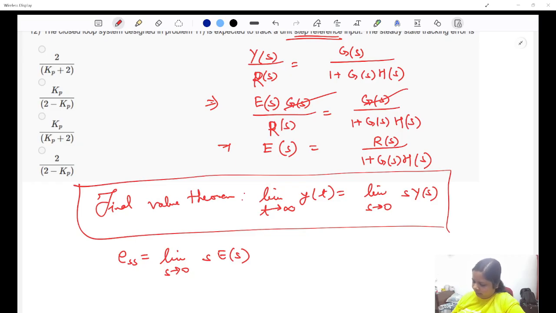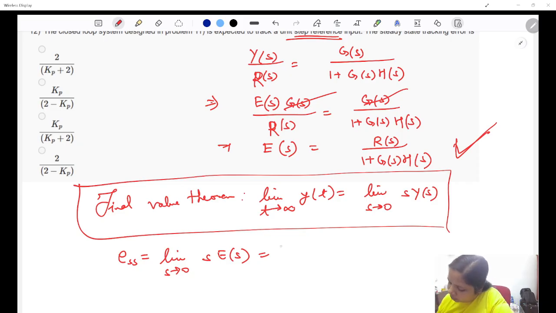Okay, but see, it could have been answered as limit t tends to infinity e(t). Since I am having the expression right now in Laplace domain, I'll write it in this way: limit s tends to 0, sE(s). Because I want to find out what is steady state error. Steady state में error कितना आ रहा है, that is my whole point. So definitely my function of interest is E(s).